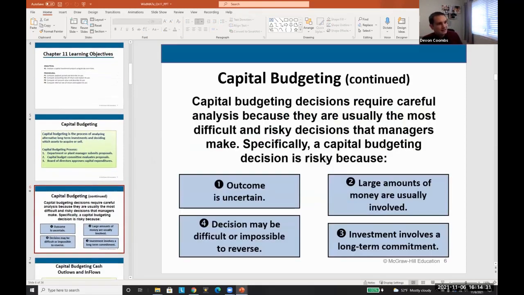So capital budgeting decisions require really careful analysis because often the outcome is uncertain. Imagine if you were a boba shop that opened up in January 2020. No one could have predicted the pandemic was going to occur. So analysis couldn't have predicted that. And most of those shops went out of business, and it's very unfortunate, but we have to be really careful and identify that there's always this level of risk that we're taking on.